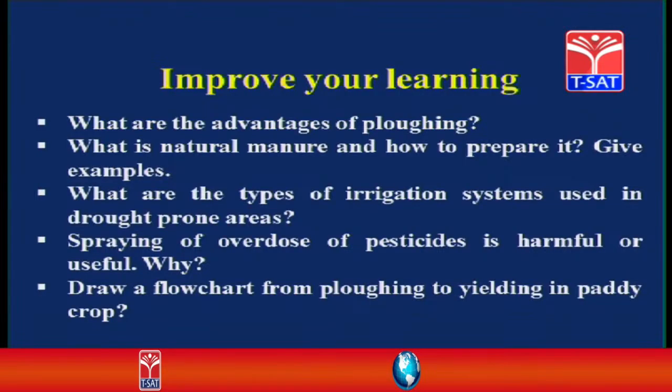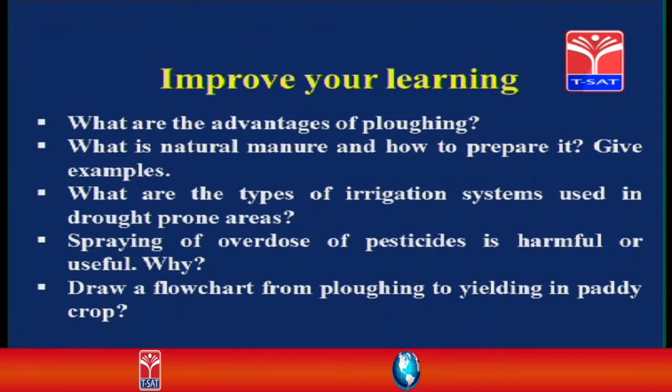So, now go through the lesson once, read the lesson once, and try to complete the assignment. Improve your learning. What are the advantages of ploughing? What is natural manure and how is it prepared? Give examples. Next one is, what are the types of irrigation systems used in drought prone areas where water scarcity is there? Next one, spraying of overdose of pesticides is harmful or useful.